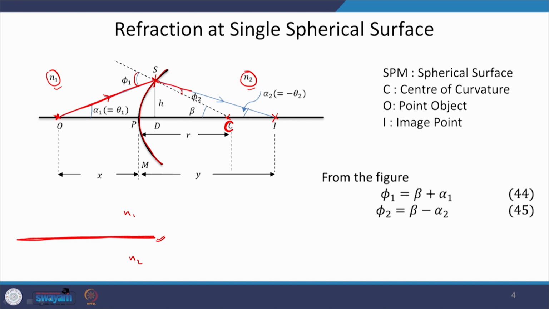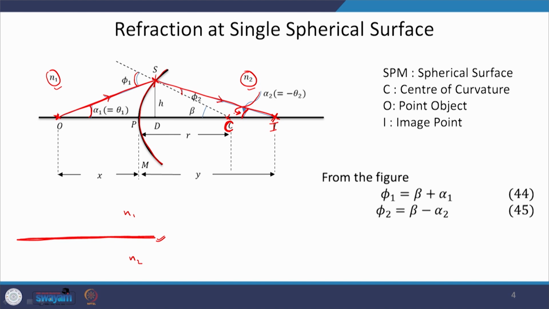Okay, once the angle of refraction is known, we can easily draw the refracted ray, which will ultimately fall at the image point. Now, let us assume that the incident ray, which is the OS ray, makes an angle alpha 1 with the horizontal, and the refracted ray makes an angle alpha 2 with the horizontal, alpha 2 is here.